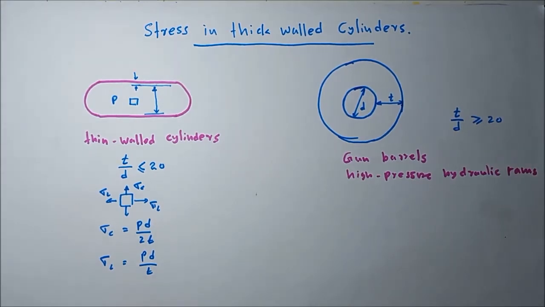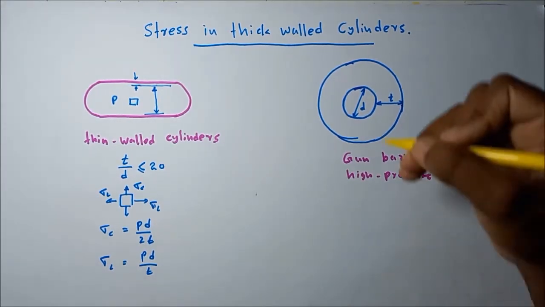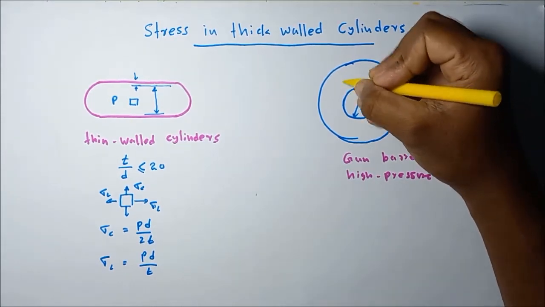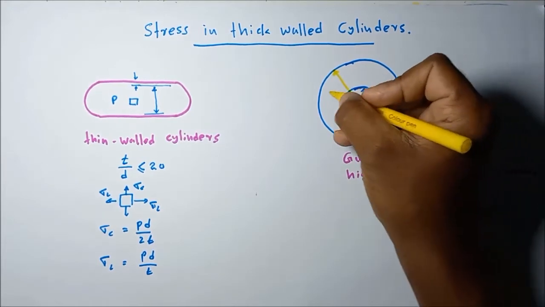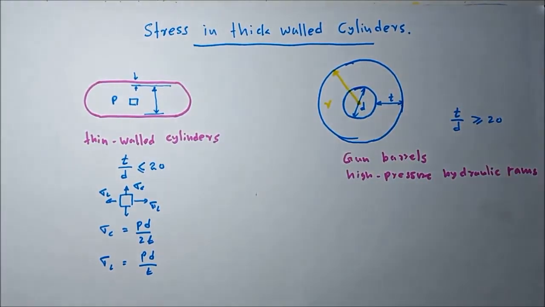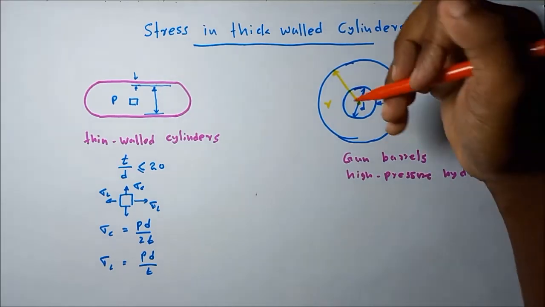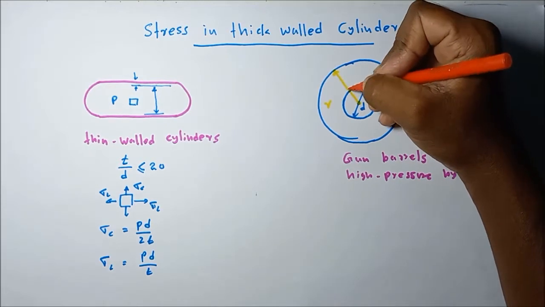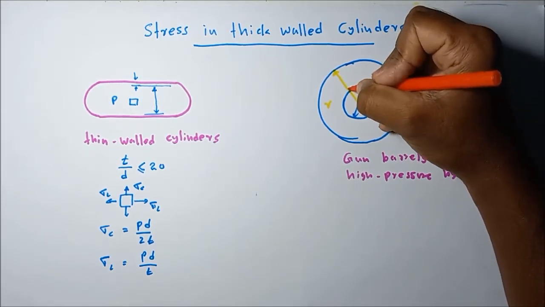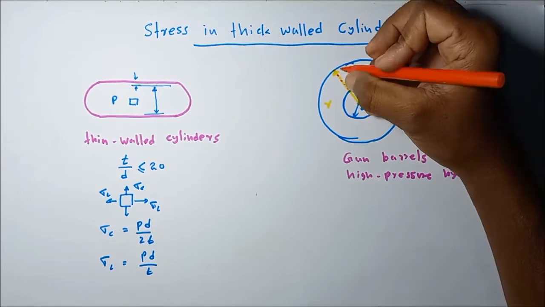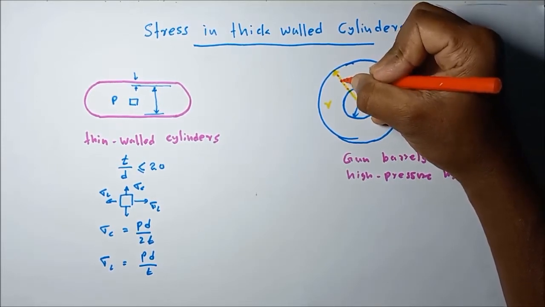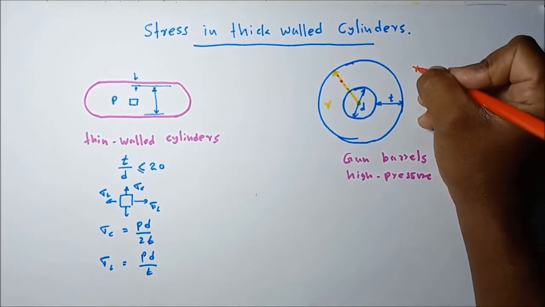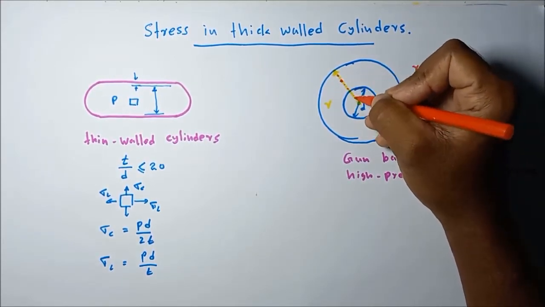Here, if you take the variable radius r, the stress developed is not uniform. If you take a certain cross sectional plane in the radial direction, at each and every point the stress is not uniform. The stress developed at a certain point is a function of r. That means it varies with r.